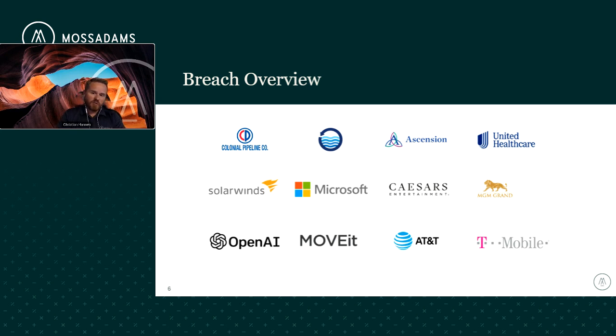Caesars and MGM were really interesting because they're both casino groups. Both of them got hacked last year. Both of them had ransomware events from those hacks. They took different paths to resolving it. So Caesars actually paid the ransom. From what I heard, the initial ransom was about a $30 million request. They ended up paying 15.